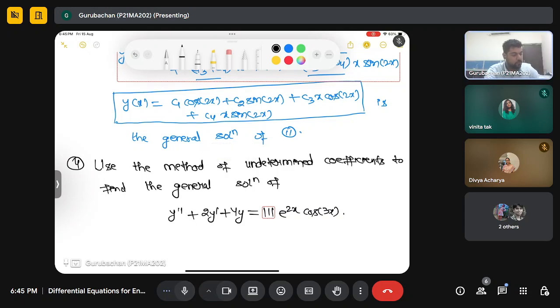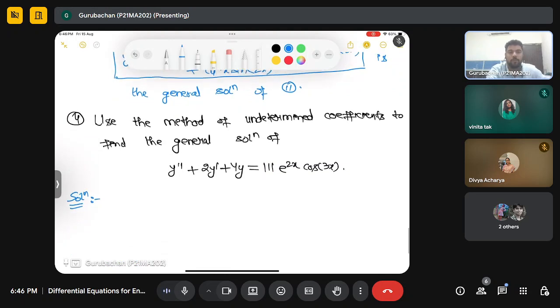So let us solve it. So we know that if we have e to the power ax, then the annihilating differential operator will be like D minus 2. But here it's a multiplication of cos 3x also. So, corresponding to this, we need (D minus 2) equal to 0.